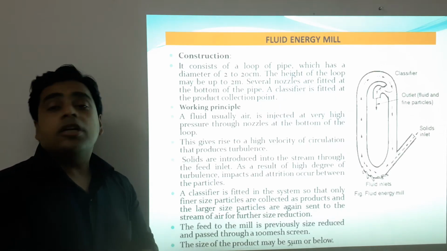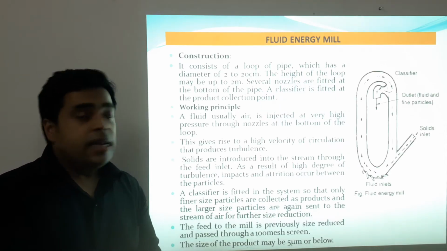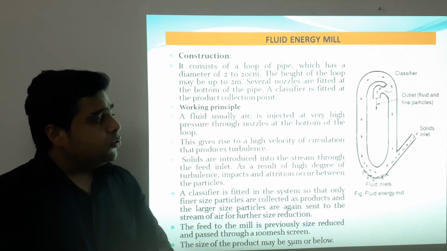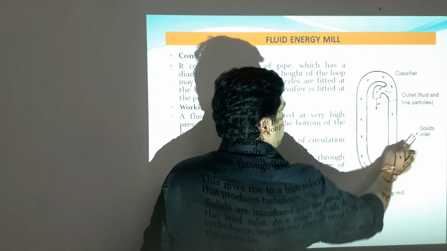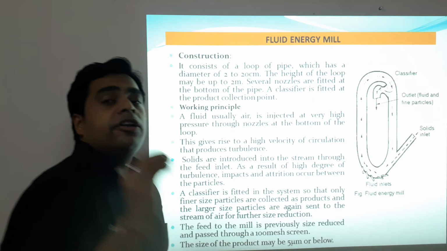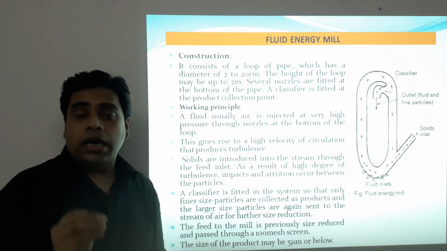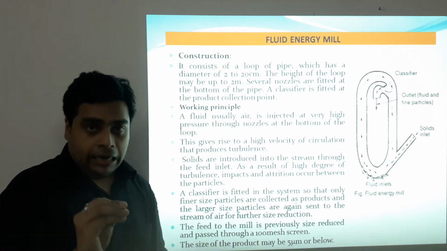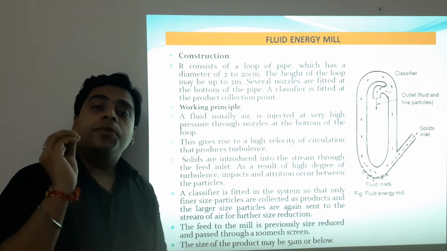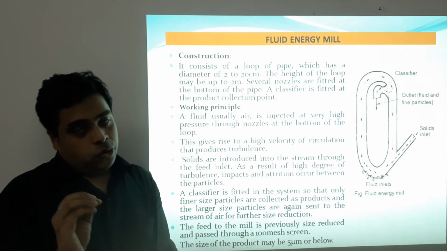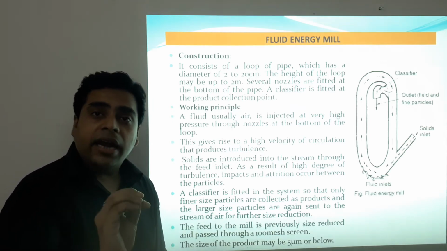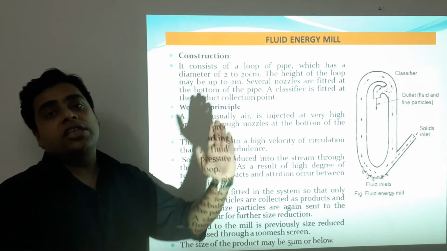This is another important machine, that is the fluid energy mill. Come to the fluid energy mill. So this is its construction, a very sophisticated device where ultra fine grinding occurs with the help of air. The only energy which is being utilized in this is air. So when we need very fine or ultra fine grinding, we can use this fluid mill.